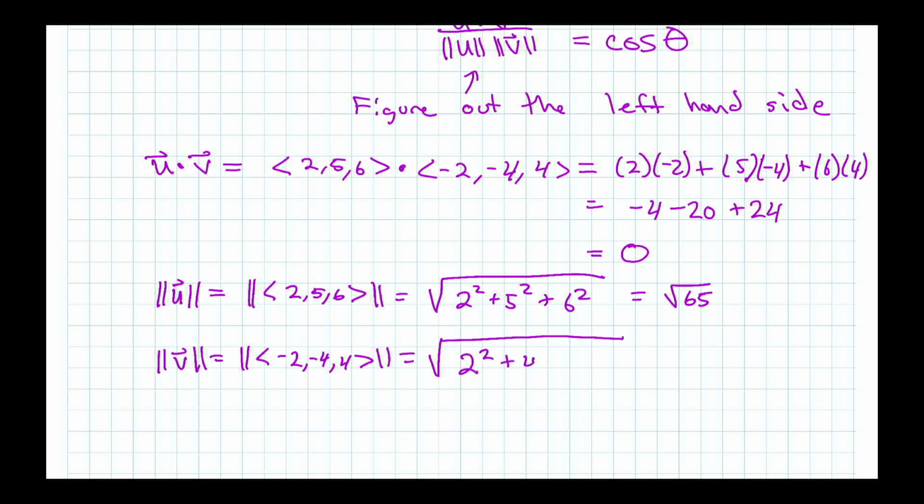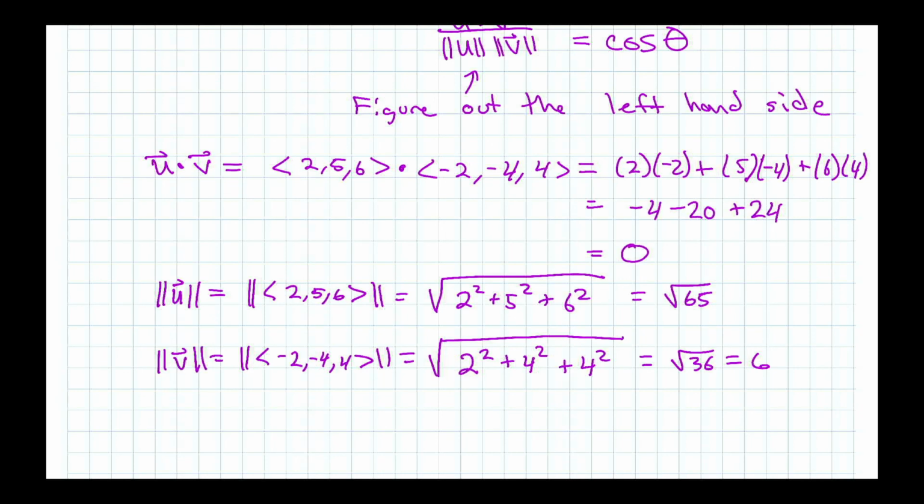So that's going to be square root of 2 squared plus 4 squared plus 4 squared. I'm being lazy there. I'm not writing any negatives because I know that when you square things, you just make everything positive anyway. So I'm just saving time. All right, so the inside there works out to 36. So that's square root 36, which is 6. And we got those magnitudes.